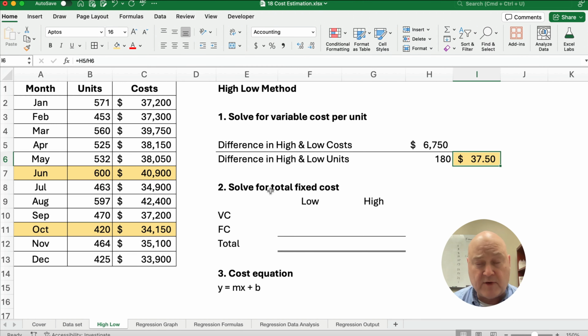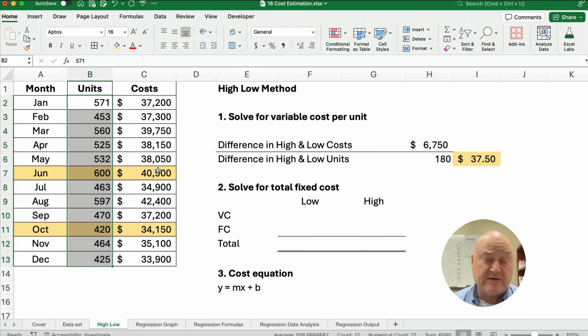Now, if we pick 2 different data points, it won't work where we have the same answer. So for this to work, we all have the same answer, is we must pick the high units and the low units. If we pick a high cost and a low cost, it will not work.